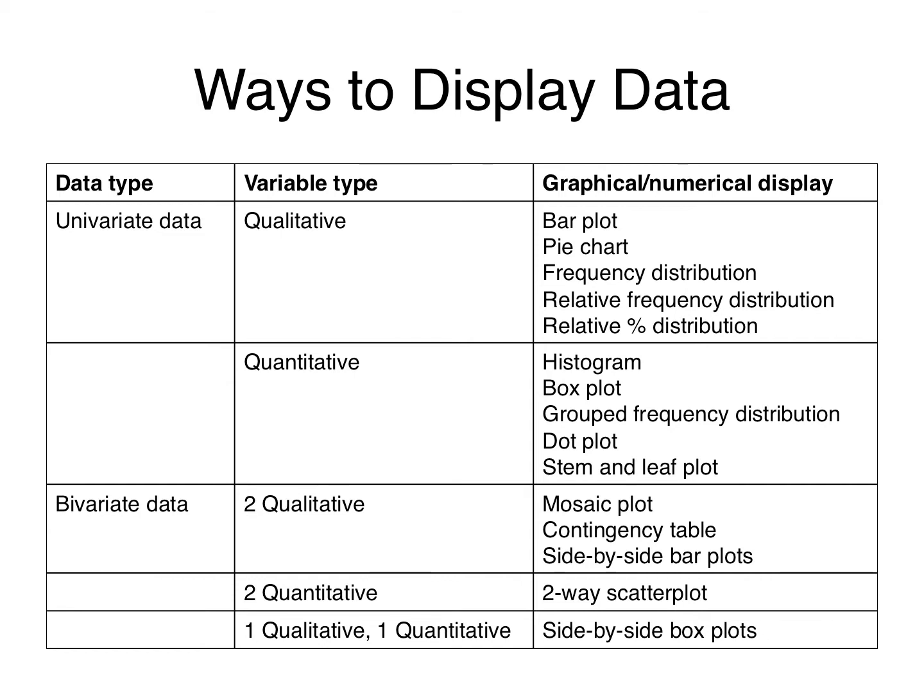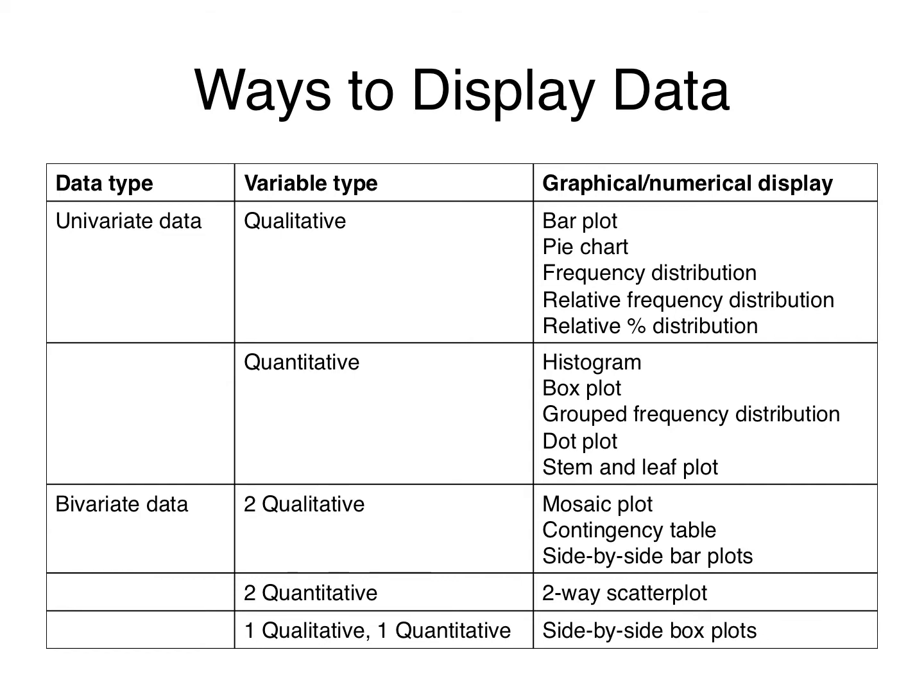So this will likely be a review for most of you, but I'm just going to quickly go over the distinctions between different types of variables and how you can numerically or graphically display these. In this course, we're going to be dealing with both univariate and bivariate data. Univariate means that we're dealing with one variable, for example, weight, while bivariate means that we're talking about the relationship between two variables, for example, the association between weight and height.